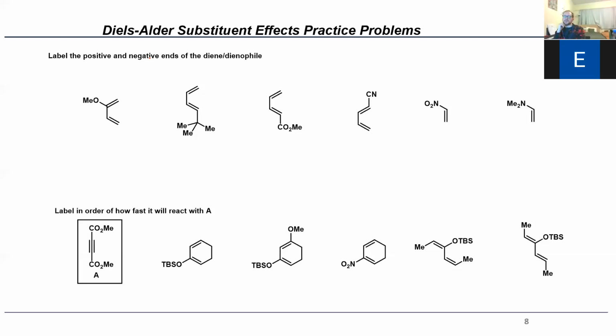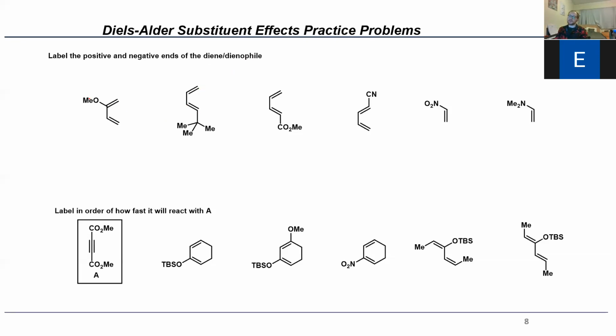Okay, let's talk about these. It's okay if you're not done. It's just in the interest of time, we should move forward. The first part here is to label the positive and negative ends of the diene or dienophile. I've kind of gone through every possible position of all of these, and we should be able to assign what position is negative or the most negative and which position is the most positive. And most of the way I'm doing this is almost always through a resonance picture or some kind of electron donation through induction picture.